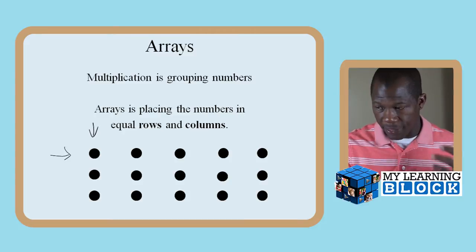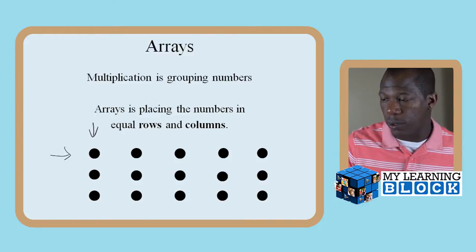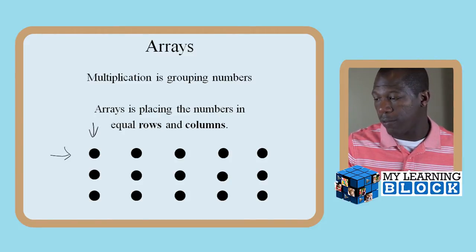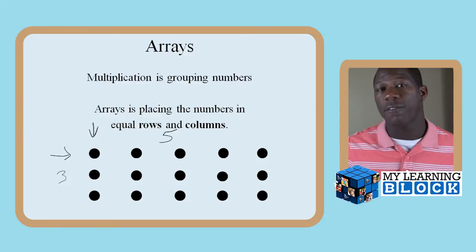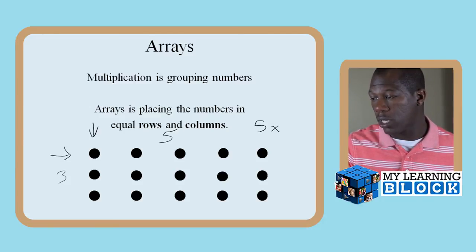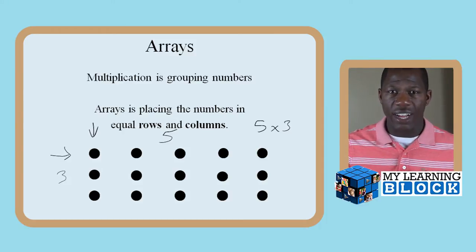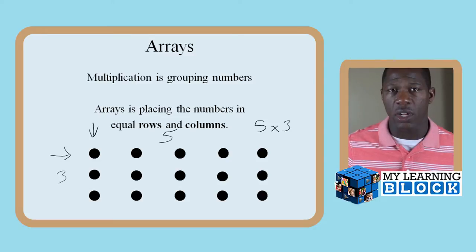Right here, if this was the array we were looking at, we would say we have 1, 2, 3, 4, 5 in a row. So I'll put 5 here, and in our columns we have 1, 2, 3. So this is a 5 by 3 array, or we could call it 5 times 3.